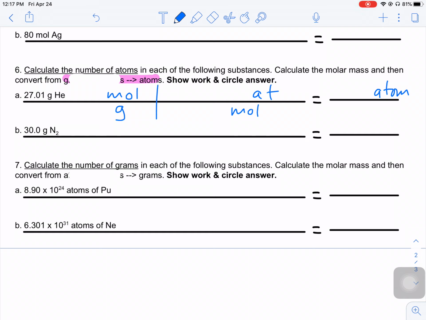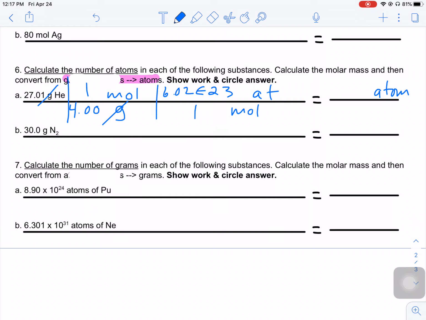I realize I kind of crossed off what I'm supposed to do, but I know you guys can see it on your copy. So if I look up helium, it's a monoatomic element. 1 mole of helium is 4.00 grams. And grams cancel out grams. And now I want to go from moles to atoms. So 1 mole is Avogadro's number, 6.02 times 10 to the 23 atoms. And now I'm going to get my calculator out and multiply.